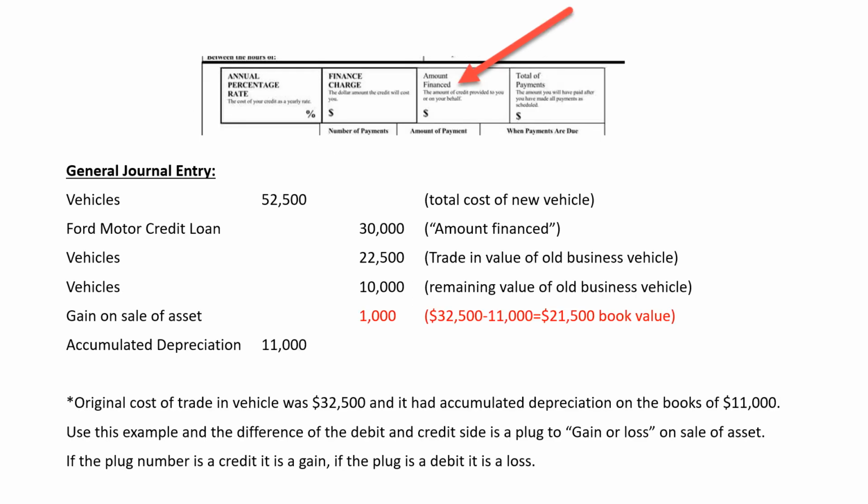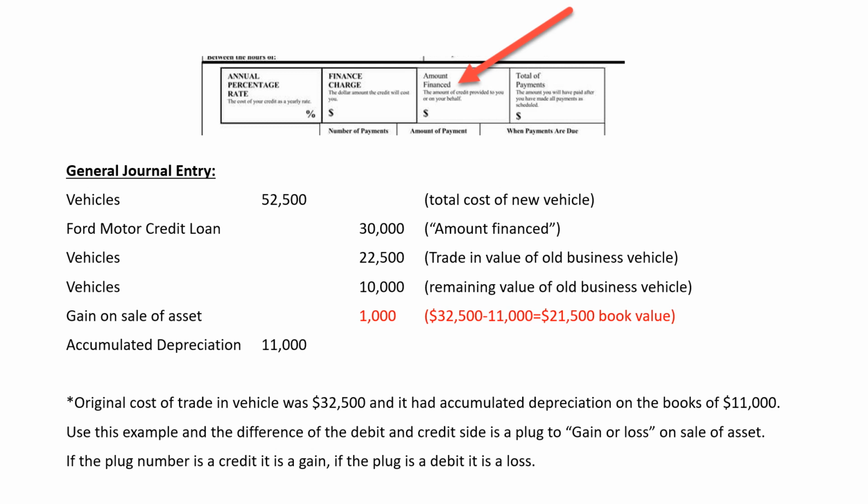This is the general journal entry for a trade-in, and it's much more complicated. So let's break it down. We have an old vehicle on our books that originally cost $32,500, and we had accumulated depreciation of $11,000 for that vehicle.